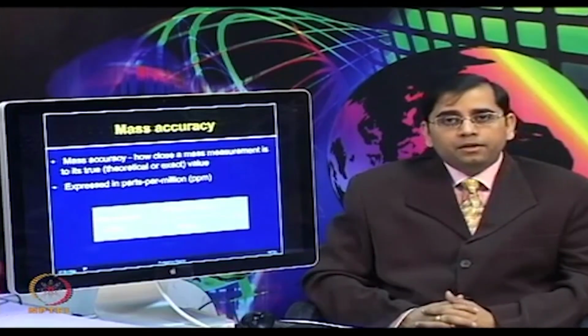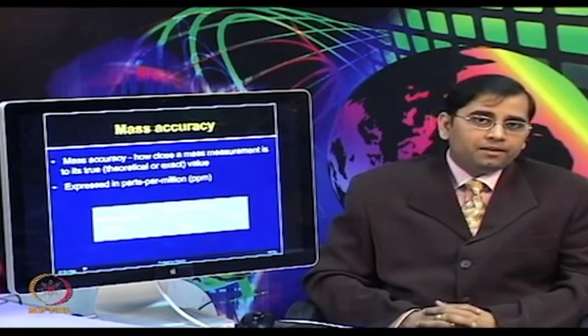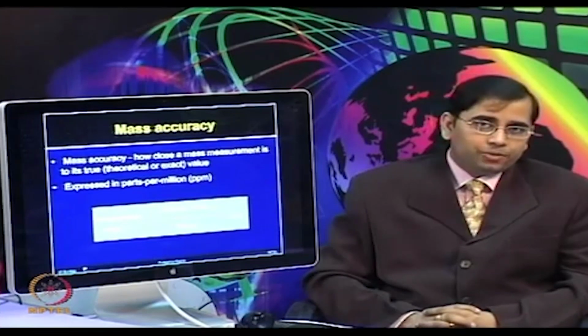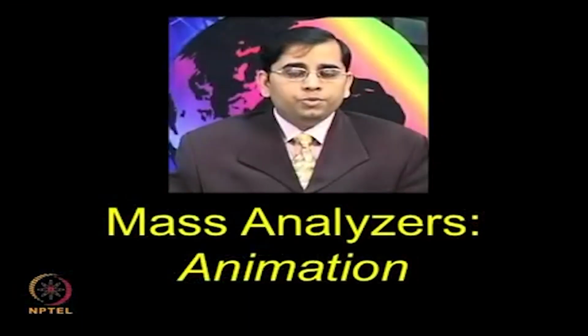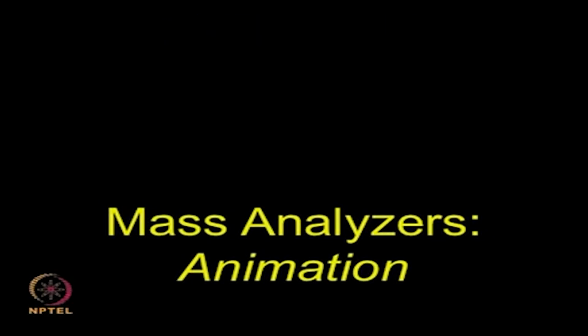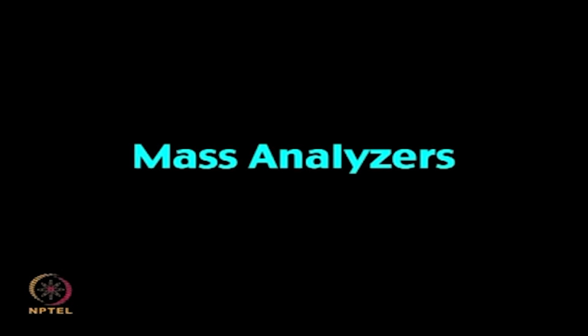Now, currently there are many mass analyzers which can measure both in MS and MSMS mode with less than 1 ppm mass accuracy. So, let me show you a few available mass analyzers in the following animation. It resolves the ions produced by the ionization source on the basis of their mass to charge ratio. Various characteristics such as resolving power, accuracy, mass range and speed determine the efficiency of these mass analyzers.